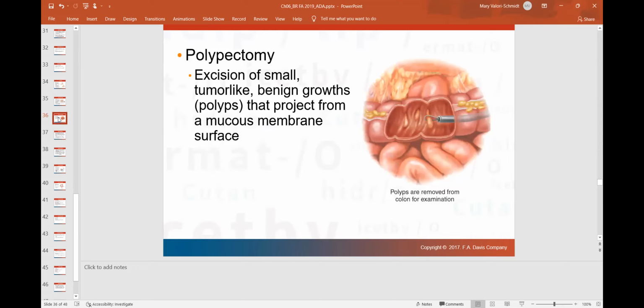A polypectomy is excision of small tumor-like growths, and they're usually benign, polyps, that actually project from the mucous membrane surface, usually in the large intestine or the colon.